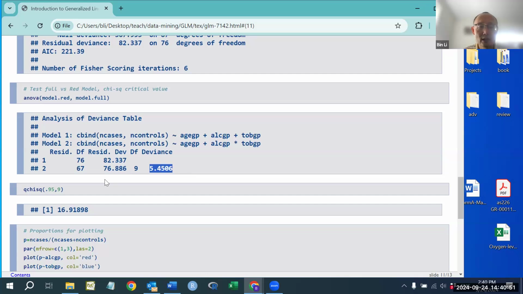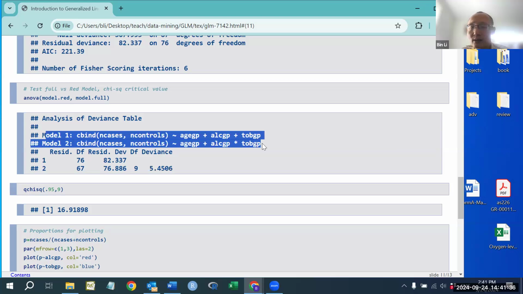Okay, and then we can run the test. Actually, there's an option here that can also show the p-value. But here I'm just showing the critical value for the chi-square with 9 degrees of freedom to get 95%, which is 16.9. So that means if the deviance is greater than 16.91, then it is significant. If it's less than 16.91, that means it's not significant. So obviously, in our example, there is no significant difference between these two models.